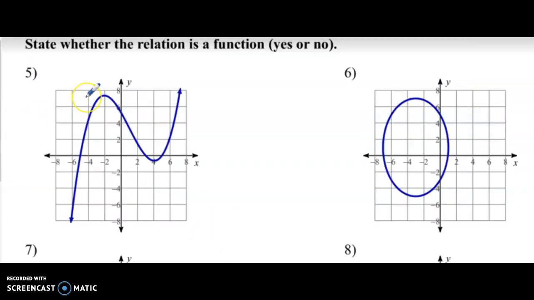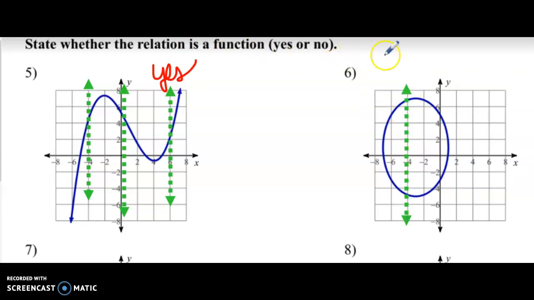All right, for number 5, I just want to know whether the relation is a function or not. So I'm going to use my vertical line test. If I draw vertical lines, am I ever going to cross my graph, the blue graph, more than once? Nope. So for this one, my answer is yes, it passes the vertical line test. Here I can draw a line here. It crosses it twice. If it crosses it twice, then no, it is not a function.